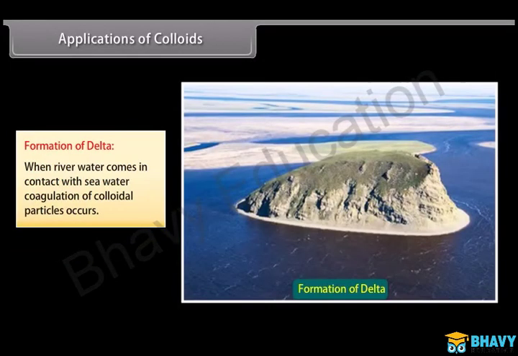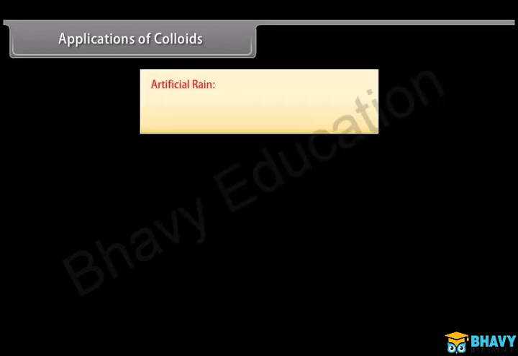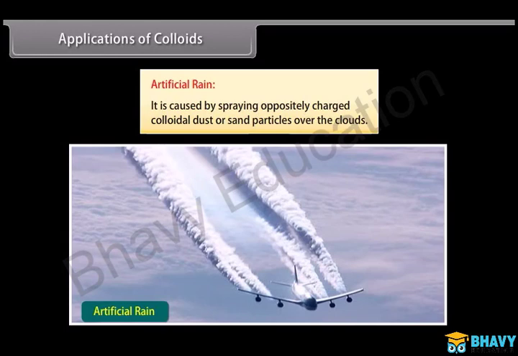Formation of delta. When river water comes in contact with seawater, coagulation of colloidal particles occurs. These coagulated clay particles settle down at the point of contact and gradually river bed starts rising. Artificial rain. It is caused by spraying oppositely charged colloidal dust or sand particles over the clouds. The colloidal water particles of the clouds get neutralized and coagulate to bigger water drops, which cause artificial rain.